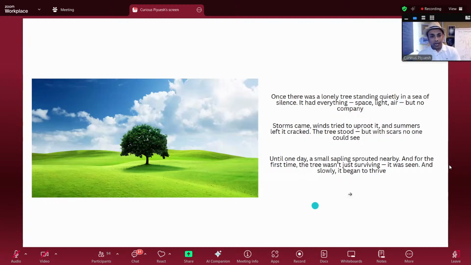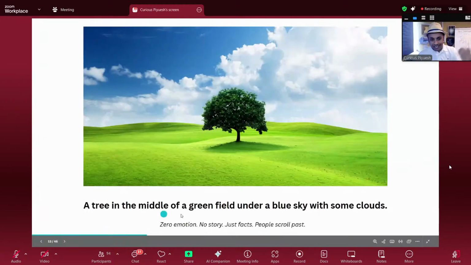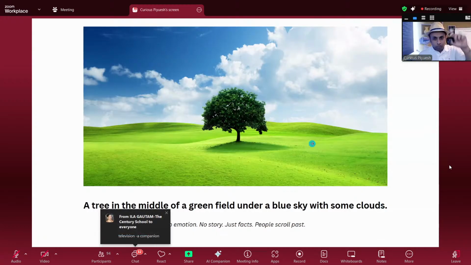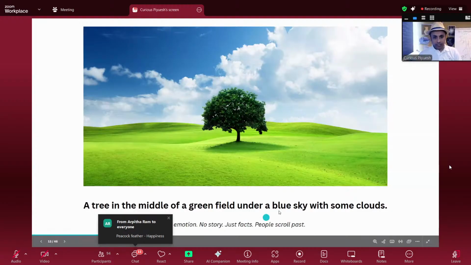So you are understanding the now and the then situation which I created, right? We have moved from just this factual sentence, and keep on imagining that if I asked you to post this picture on Instagram, you would have posted this picture with this caption only: a tree in the middle.